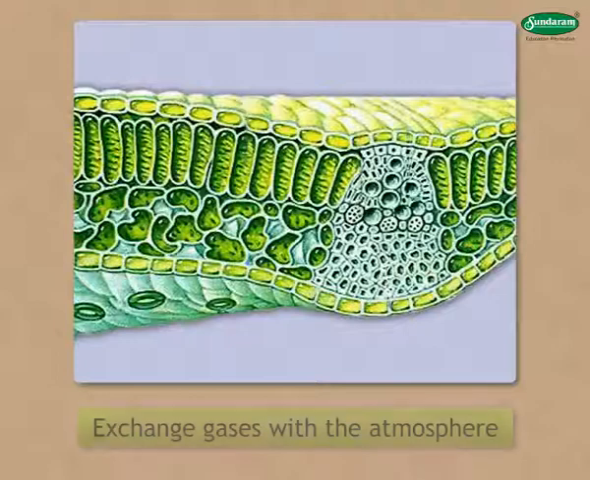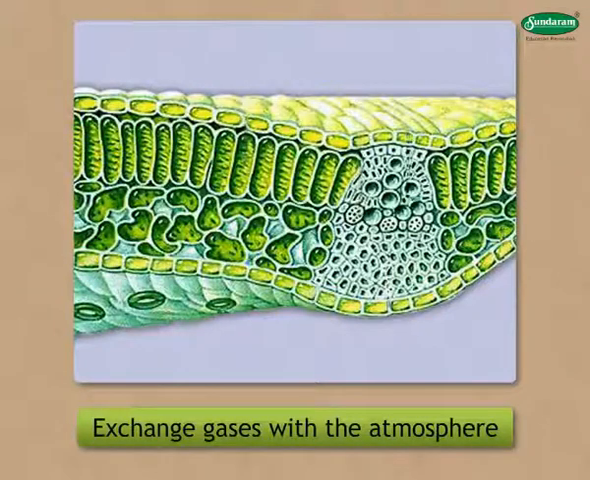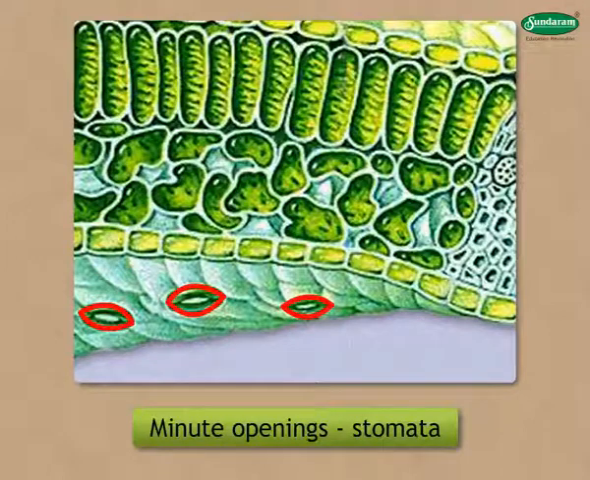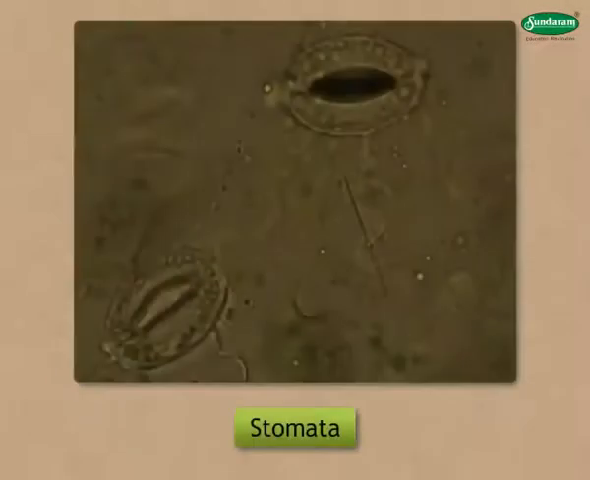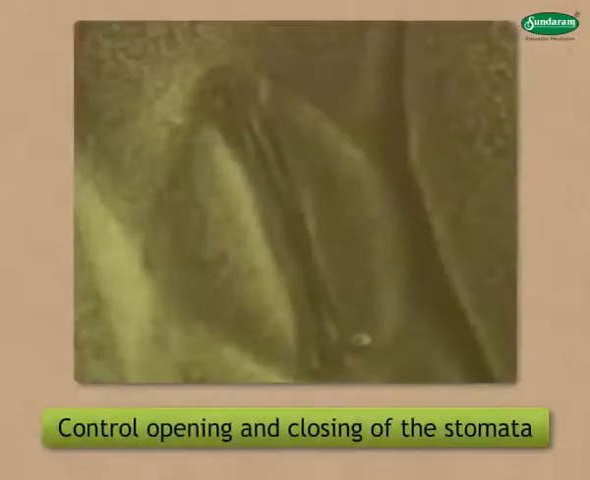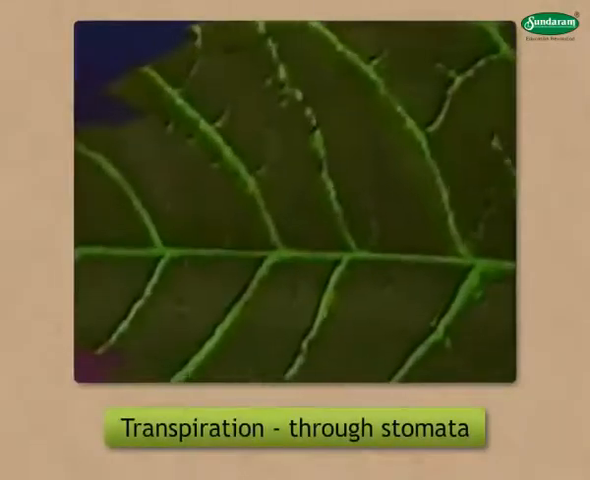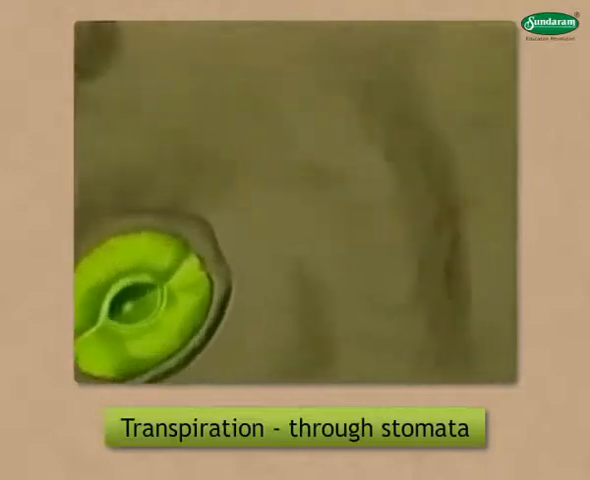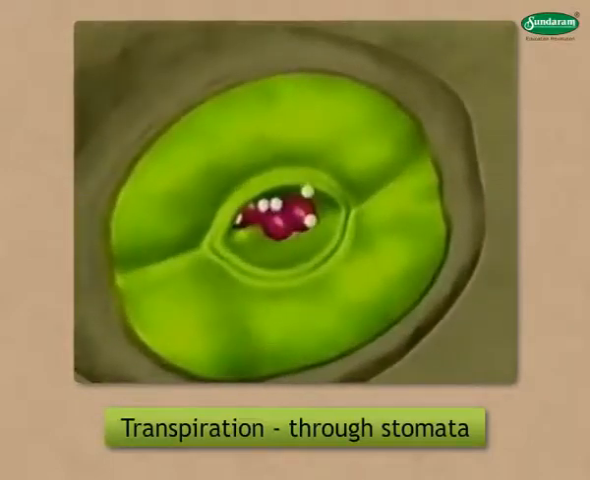In order to exchange gases with the atmosphere, epidermis has minute openings called stomata. Stomata are enclosed by two epidermal kidney-shaped cells called guard cells. They control the opening and closing of the stomata. Transpiration, or loss of water in the form of water vapor, also takes place through stomata.